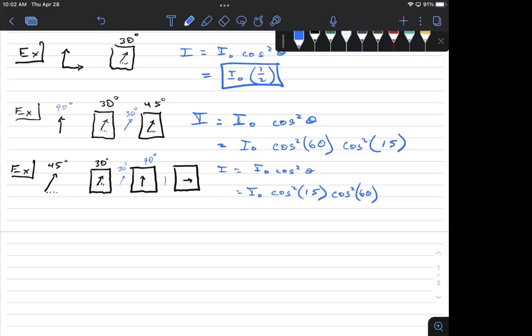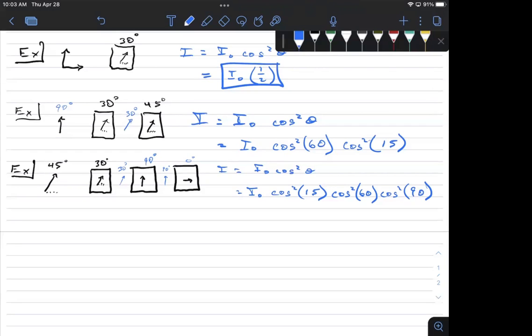Now the light that made it past the second filter is at 90 degrees because he made it past him. Now that light wants to make it through the last filter. So I need another cosine squared. Now, what do I use for him? Well, he's currently at 90. He's trying to get through a filter which is horizontal. That means he's at 0. So 90 minus 0 is 90. And now I'm done.